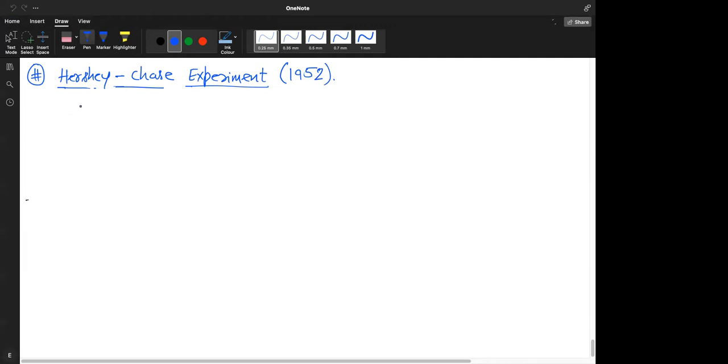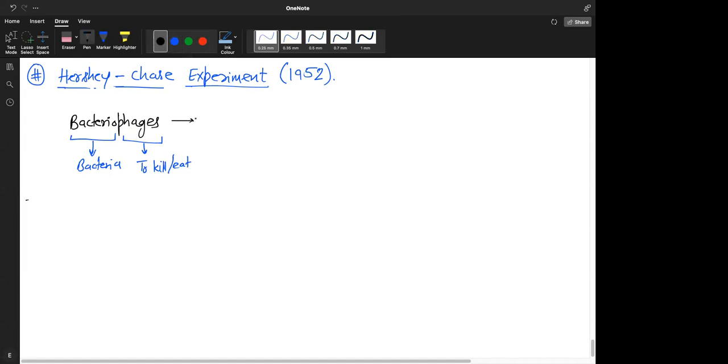So Hershey and Chase, what they did, they used bacteriophages. Now, how many of you know what are bacteriophages? The name includes something like bacterio and phages. Bacterio means bacteria, right? And phages means phagy, to kill or to eat up. So what does it mean? This is something that kills the bacteria, right? Or infects the bacteria. You understand, everyone?